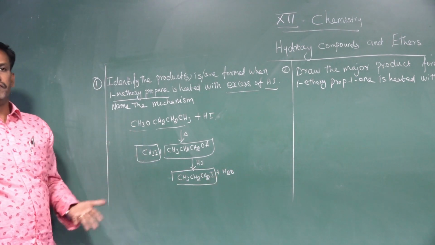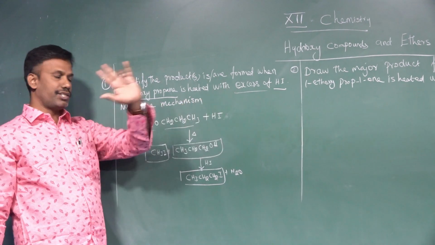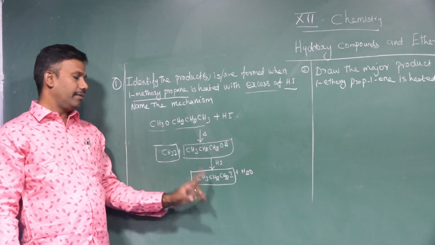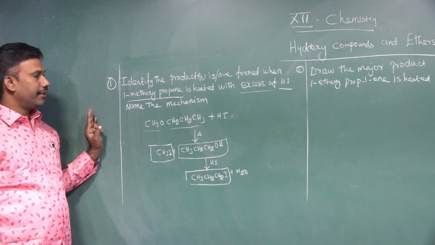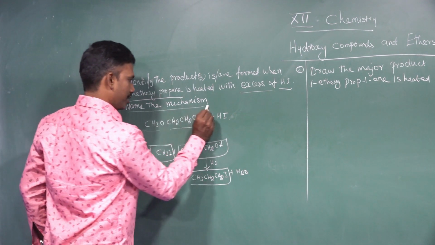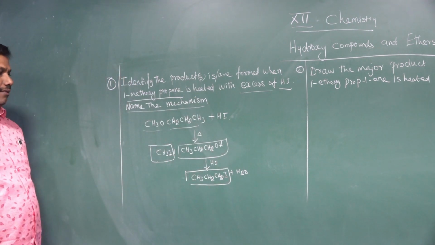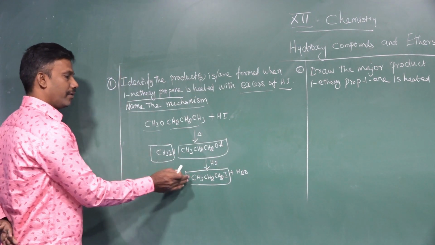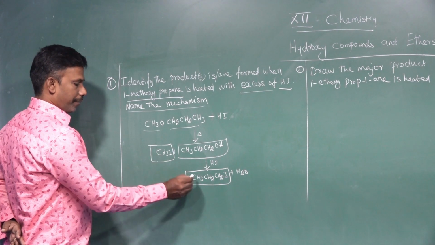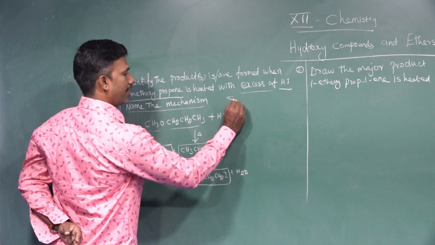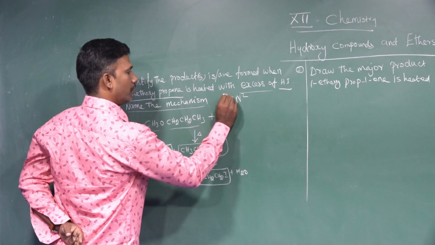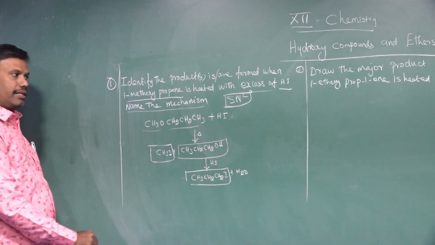So what products did they ask for? When the excess of HI is taken, you need to give methyl iodide and propyl iodide as the products. Then there is one more subdivision question, that is the mechanism. What is the mechanism? What alkyl groups are involved here? Primary alkyl groups are involved, so this mechanism will be SN2. Primary alkyl groups only are involved in this reaction.